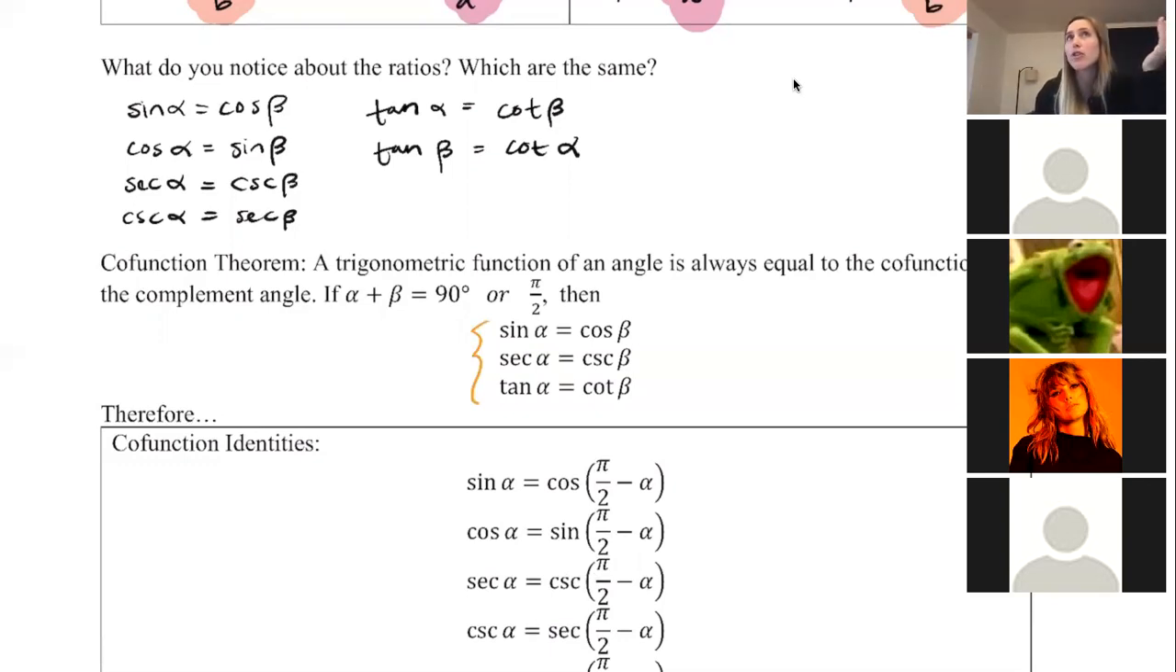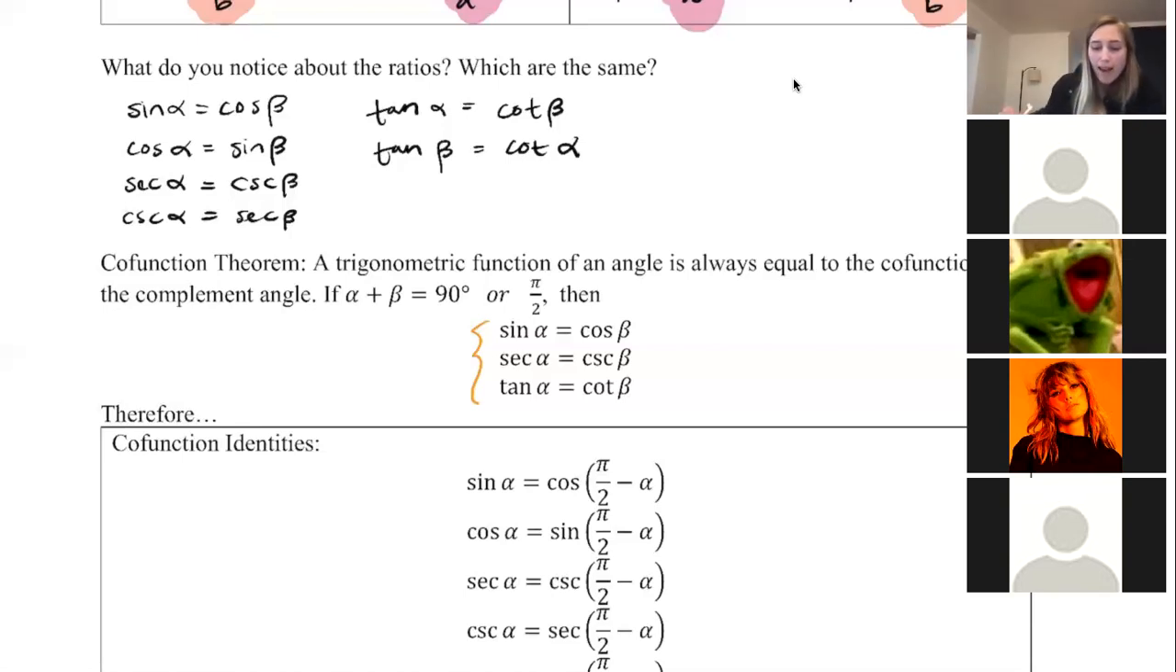It has nothing to do with reciprocals. I know whenever we first start talking about the trig functions, everyone's like, well, wait, shouldn't the reciprocal of sine be secant because it starts with an S, and the reciprocal of cosine be cosecant? But no, that's not what that has to do with. The naming has to do with them being cofunctions.